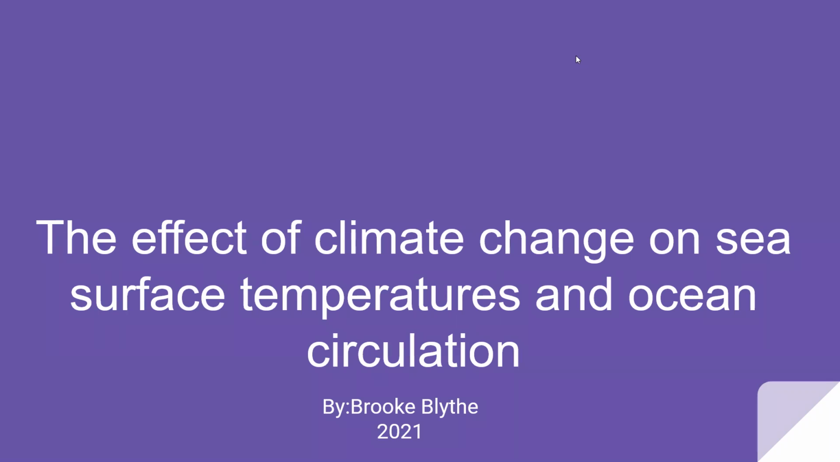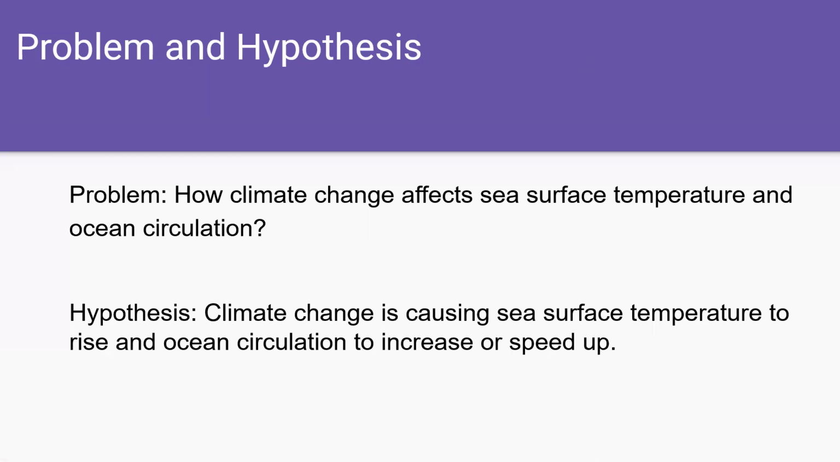Hi, my name is Brooke Blythe, and my science fair project is on the effect of climate change on sea surface temperatures and ocean circulation. The problem is how climate change affects sea surface temperature and ocean circulation. The hypothesis is that climate change is causing sea surface temperature to rise and ocean circulation to increase or speed up.